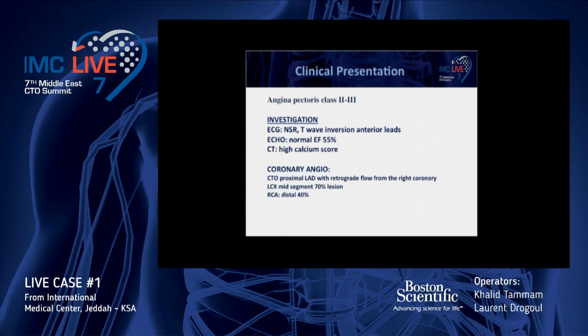Regarding the patient investigation, he has been having chest pain for a long time, and his ECG showed T-wave inversion in anterior leads. His echo showed a normal ejection fraction of 55%. Initially we did a CT coronary for him, which revealed a very high calcium score. So coronary angio was done, which revealed a CTO of the proximal LAD with retrograde flow from the right coronary. The LCX had a proximal lesion of maybe 70% with some plaques, and his RCA has a distal 30 to 40% lesion.